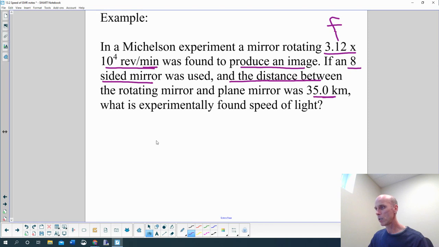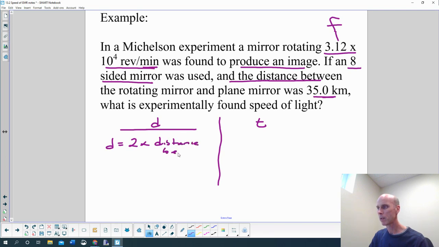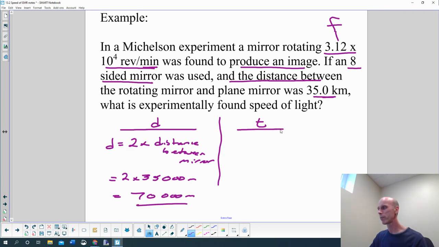Well, I like to encourage students just to break it down to the two quantities that we're really looking for. We really want to know the distance and the time. The distance is going to be twice the distance between the mirrors. No official formula for this, just common sense and an understanding of the experiment. So in this case, 2 times 35 kilometers, that's 35,000 meters. So I'm just going to leave that as 70,000 meters. That's the distance that the light has to travel.